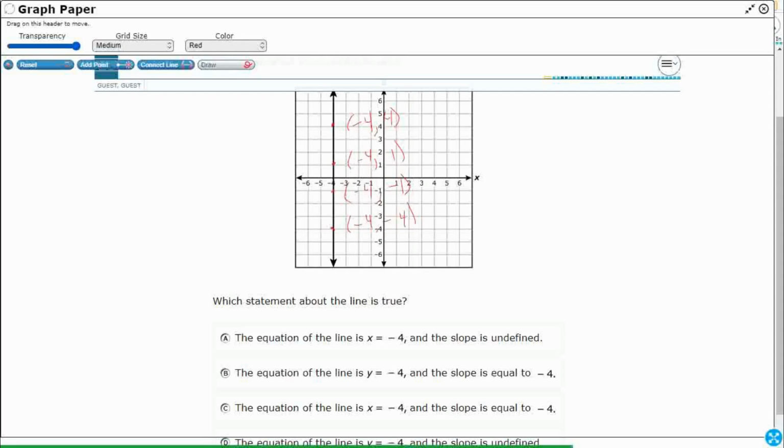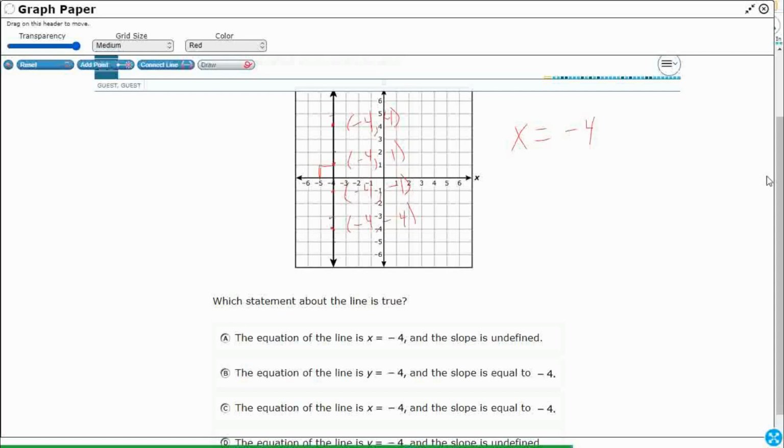Anywhere I put my dot here, even not on the integers, I could do it on the decimals in between, the y value is going to change, but the x value is going to stay the same. It's going to be -4 because it is a straight vertical line. So when we get a line that is vertical, which means it is parallel with the y-axis, it is perpendicular to the x-axis, we can describe it simply by its x-coordinate. So we can say x equals -4. That is a valid way of describing this.